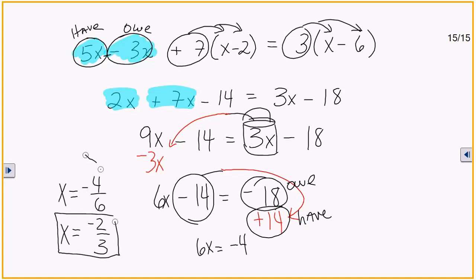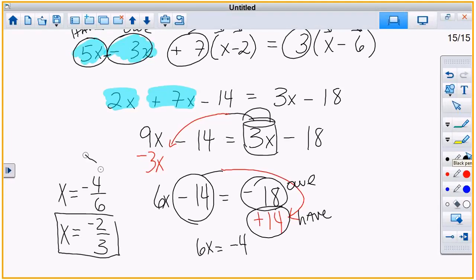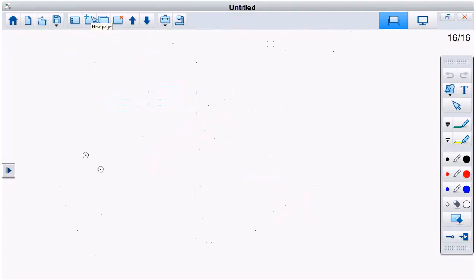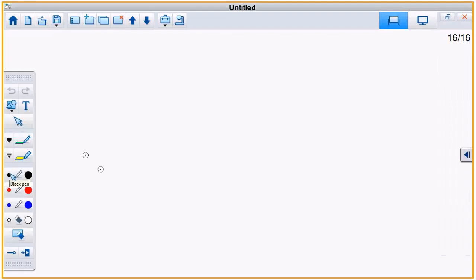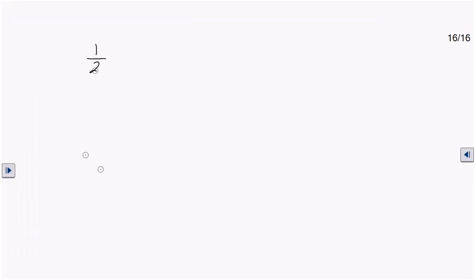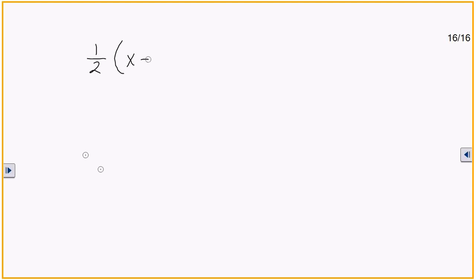And that is a combining like terms, distributive law, multi-step equation. And now let's finish this video with clearing the fractions and decimals. One half times x minus 3 is equal to 3/4 times x minus 7.